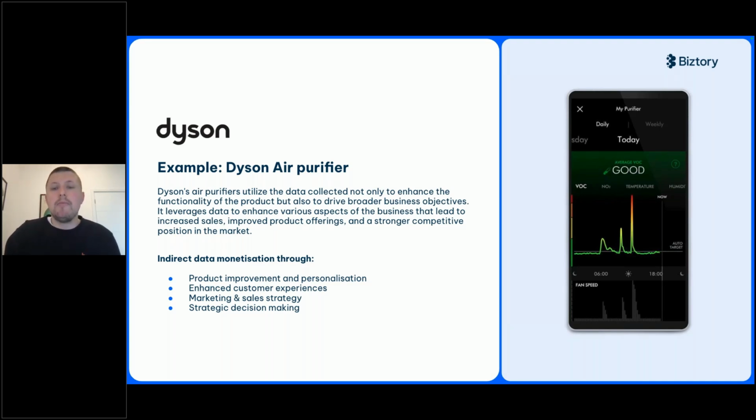And while the primary function of the air purifier is to not sell data, the information collected can lead to the development of new revenue streams. So, for instance, data-driven insights about air quality and user patterns can be used to develop new products and services that complement the air purifier, such as a more advanced filter or other health-related products. All of this helps Dyson better align their offerings with market demands and consumer trends.